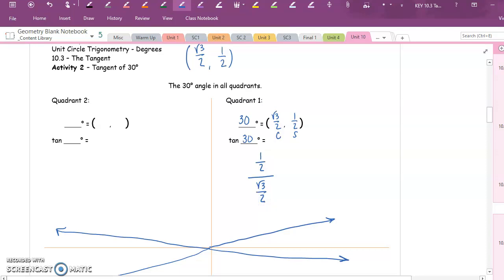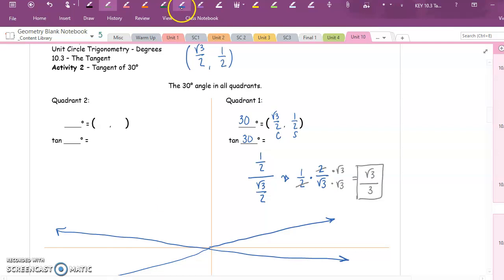Now we're going to have to divide fractions. In order to divide fractions, you keep the top and you flip the bottom. Right off the bat, I can go ahead and cancel out the 2's. And we have to get rid of this root 3 in the denominator. So we have to multiply the numerator and denominator by square root 3. So we have 1 times root 3, which is square root 3, over root 3 times root 3, which is just 3. So tangent of 30 degrees is root 3 over 3.